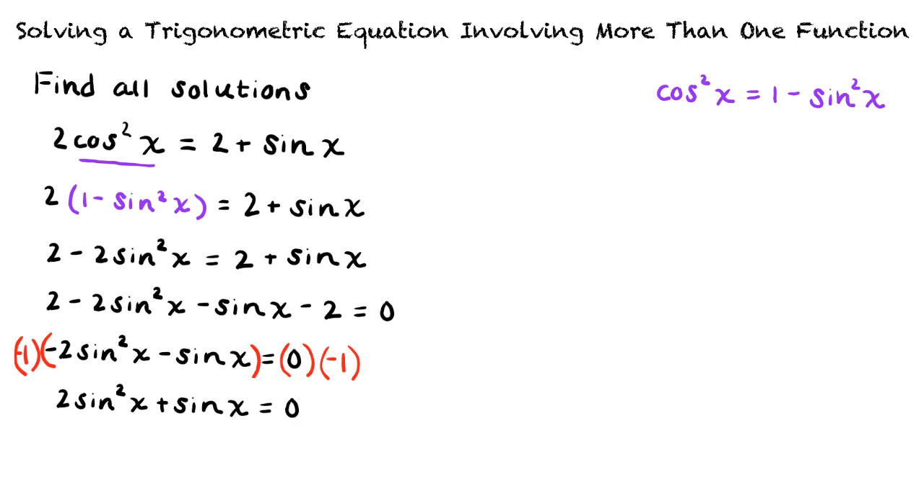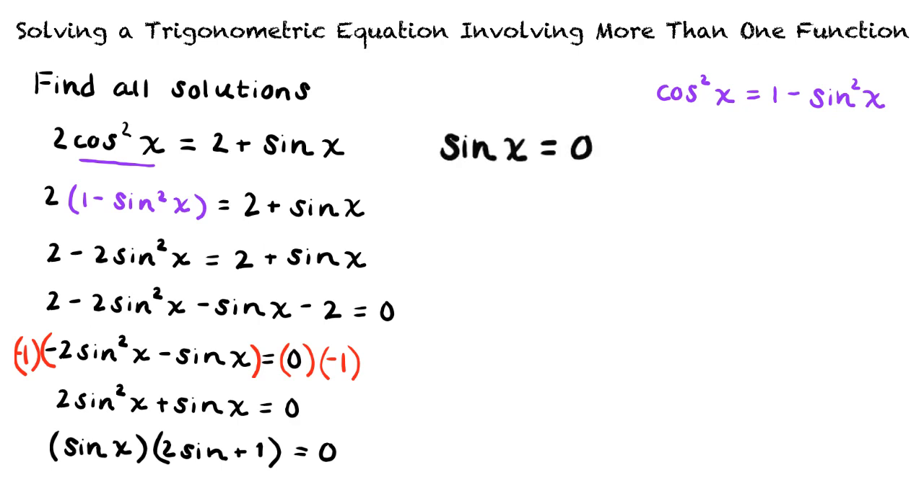This simplifies even further with factoring to sine of x times 2 times the sine of x plus 1 equals 0. This tells us that the product of the factors sine of x and 2 sine of x plus 1 is 0. Why is this important to know? If the equation has a solution, at least one of the factors must be 0.